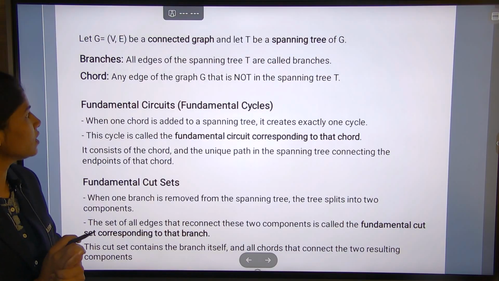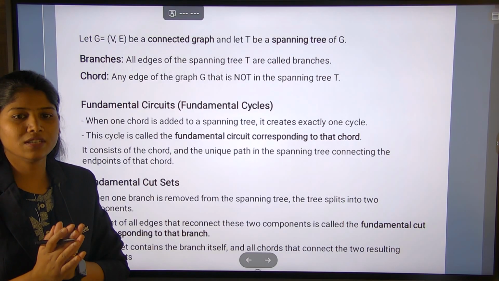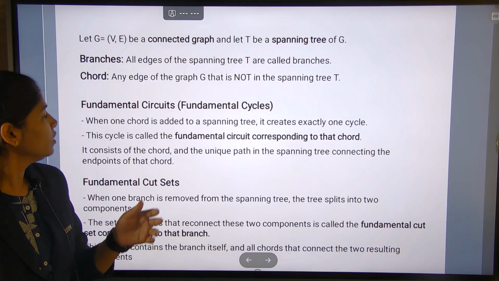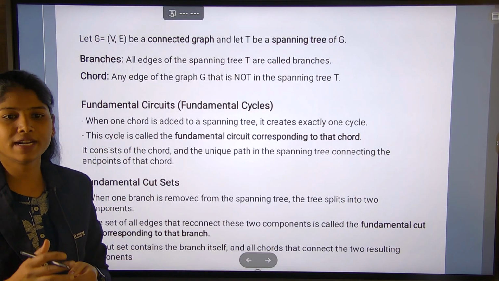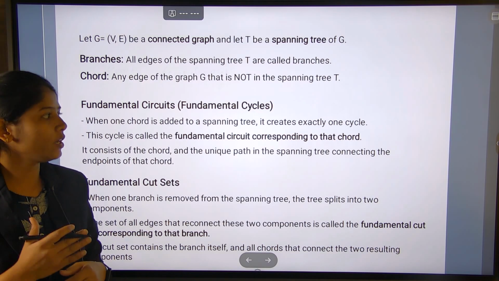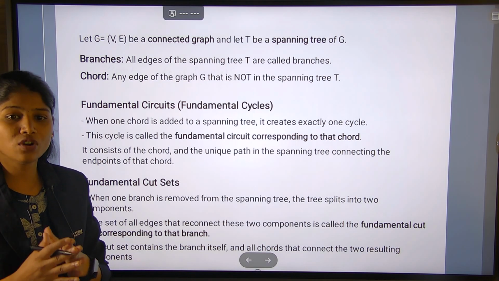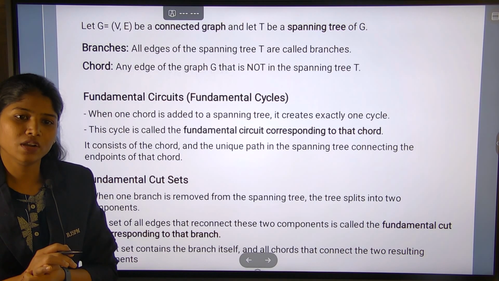So first we discuss what are fundamental circuits. For fundamental circuits we need a chord. When one chord is added to a spanning tree, it creates exactly one cycle, and this cycle is called the fundamental circuit corresponding to that chord. It consists of the chord and the unique path in the spanning tree connecting the endpoints of that chord.